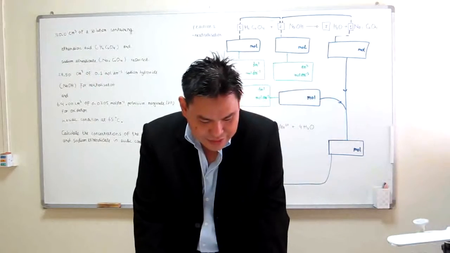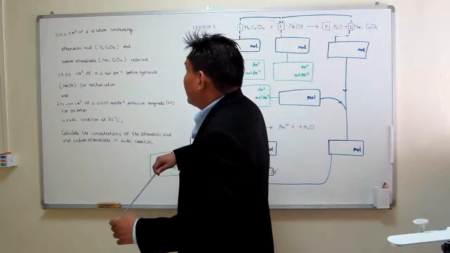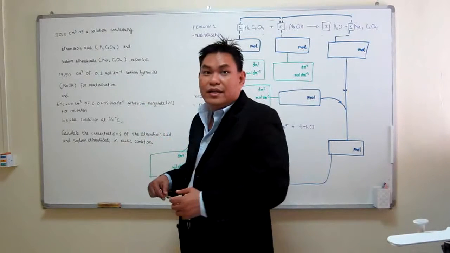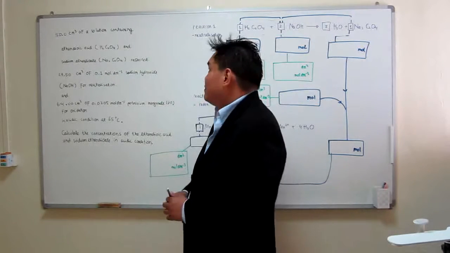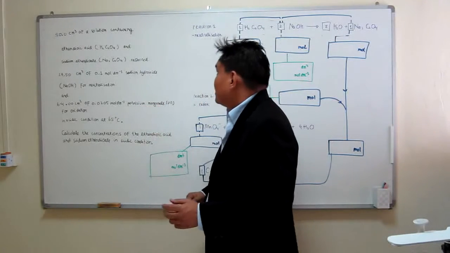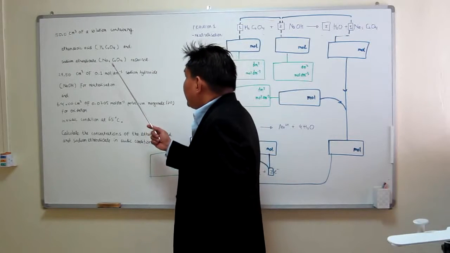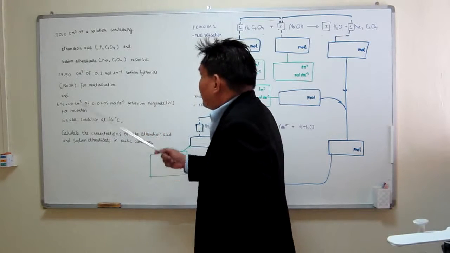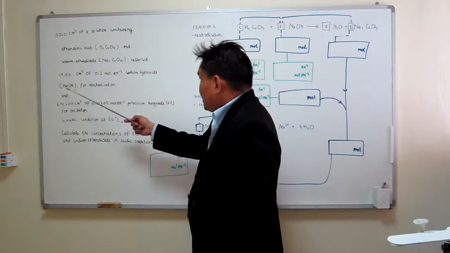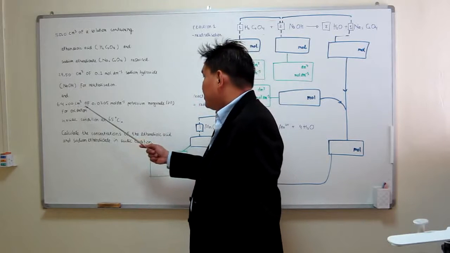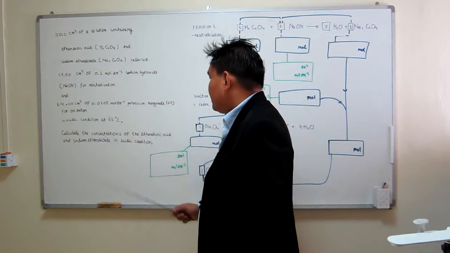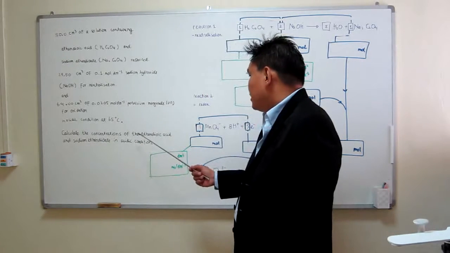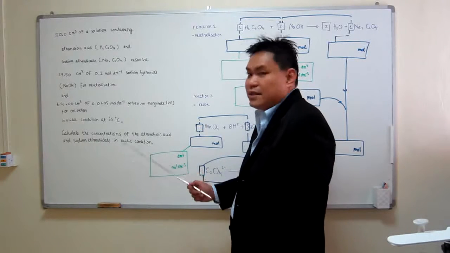So we can start by reading the question. Volumetric analysis question. 50 cm³ of a solution containing ethane dioic acid, the chemical formula is H2C2O4, and sodium ethane dioate, Na2C2O4, required 39.5 cm³ of 0.1 mol per dm³ sodium hydroxide, which is NaOH, for neutralization, and 64 cm³ of 0.0205 mol per dm³ potassium manganate 7 for oxidation in acidic condition at 65 degrees Celsius. Calculate the concentrations of the ethane dioic acid and sodium ethane dioate.